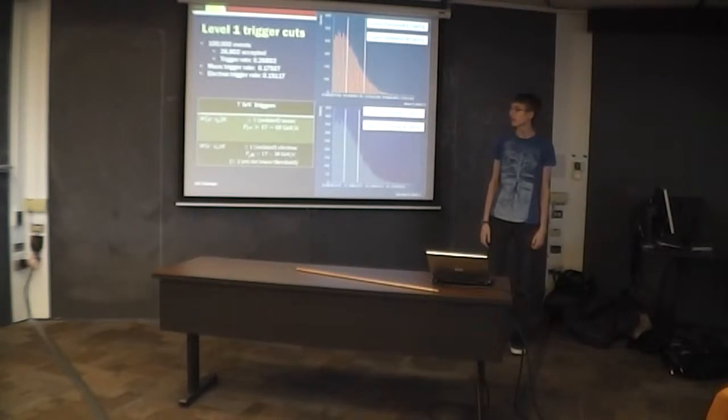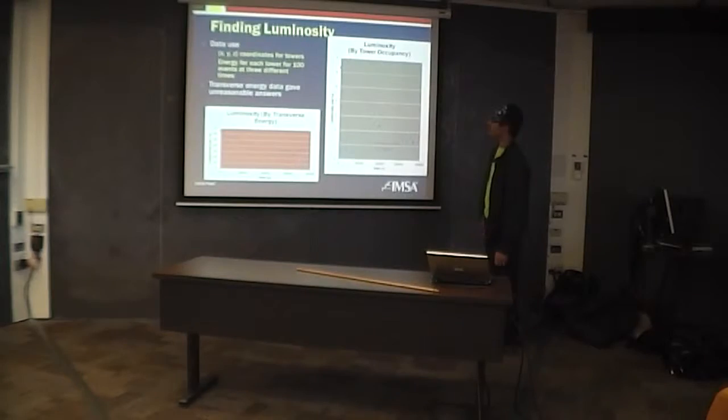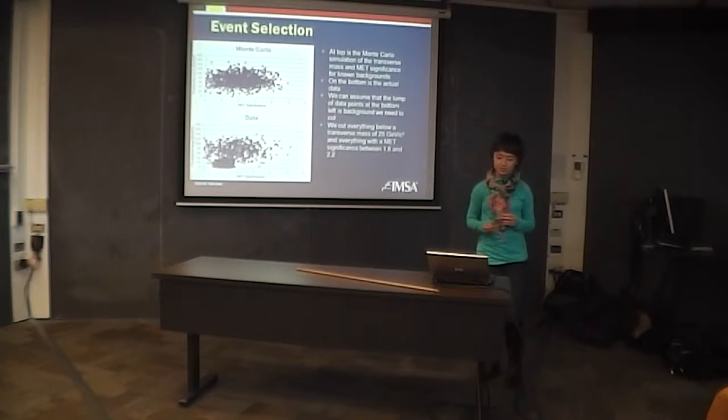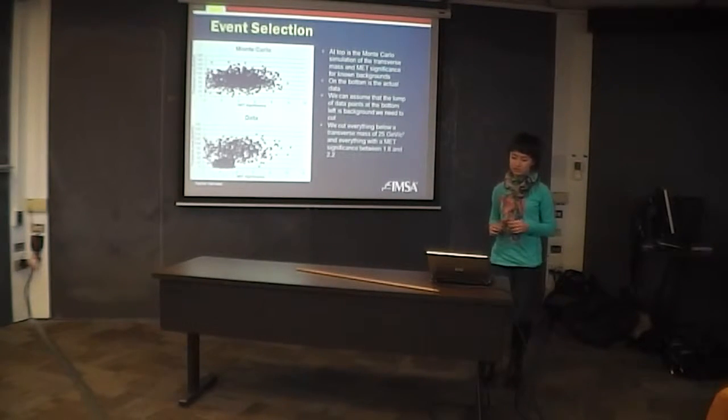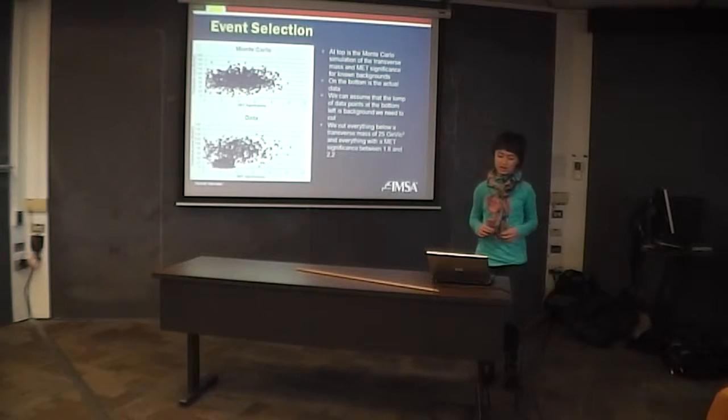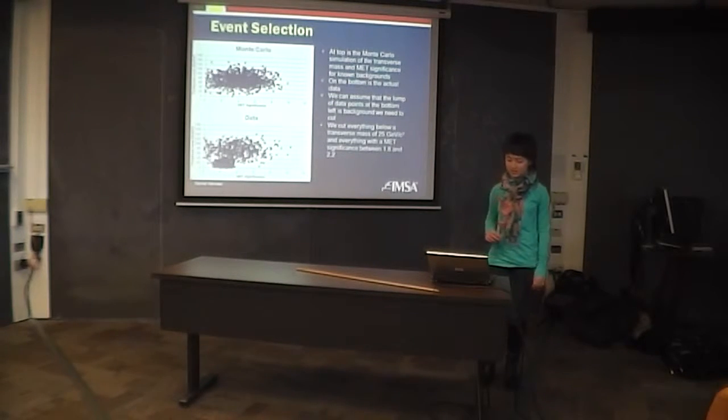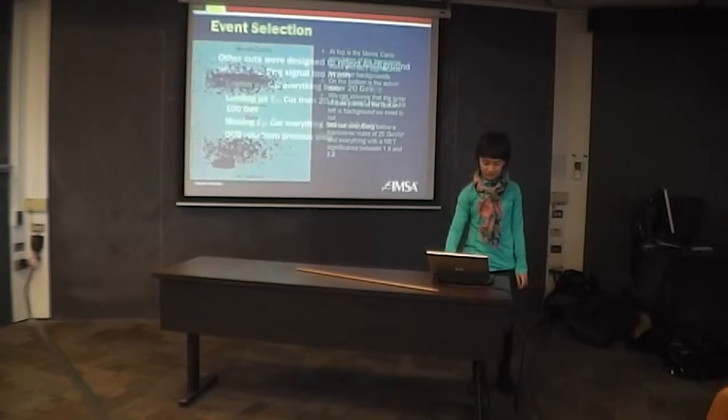The semi-leptonic high PT triggers for the W boson decay. 26,802 events were accepted, giving an overall trigger of 0.268 and overall. To find the transverse energy in tower occupancy based luminosities for each one, then everything below a transverse mass of 25 GeV, and everything with an MET significance between 1.8 and 2.2.